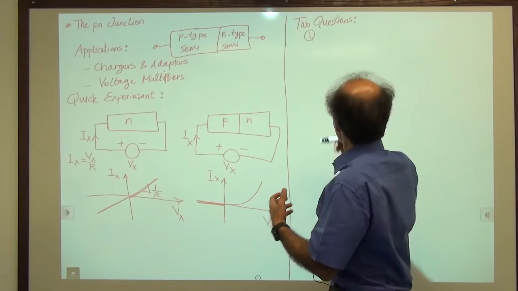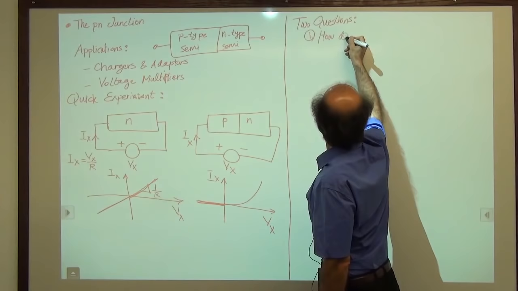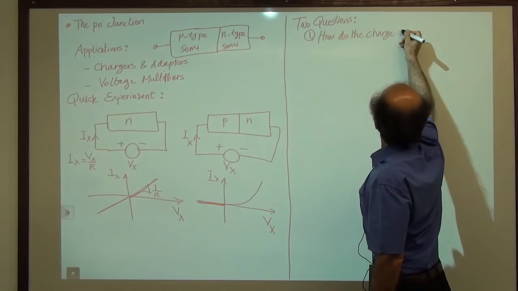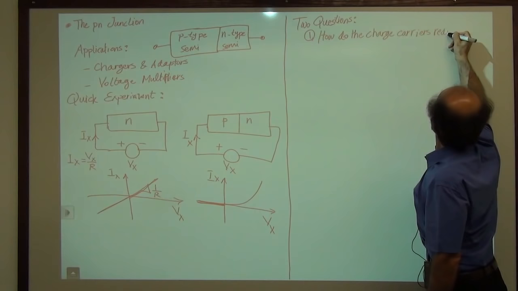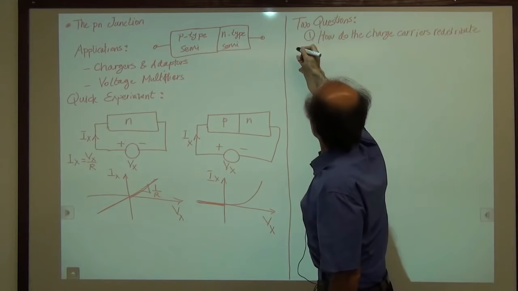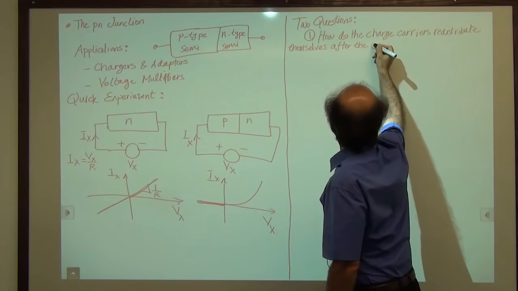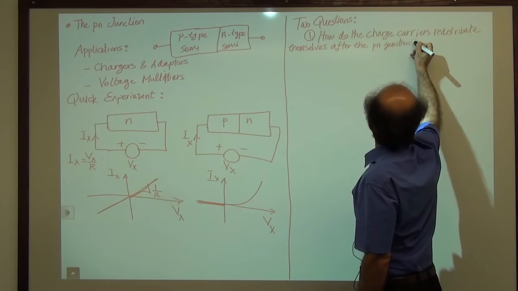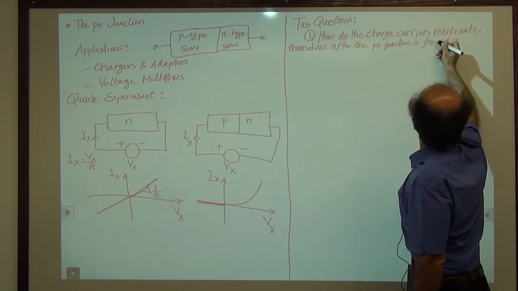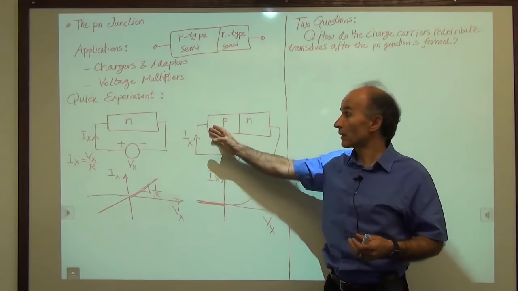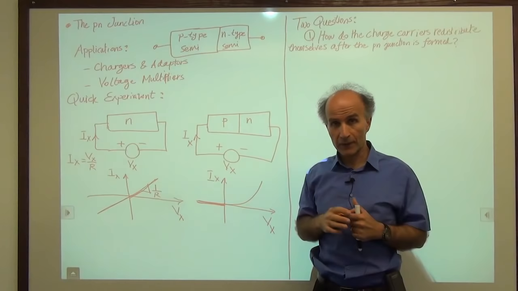So we will ask this question formally. How do the charge carriers redistribute themselves after the PN junction is formed? What happens to all these free electrons and holes? They are different here from here. So when we attach them right at this interface, what happens? So that's something we need to study very carefully.